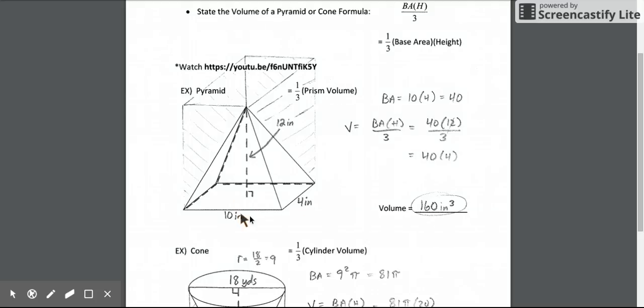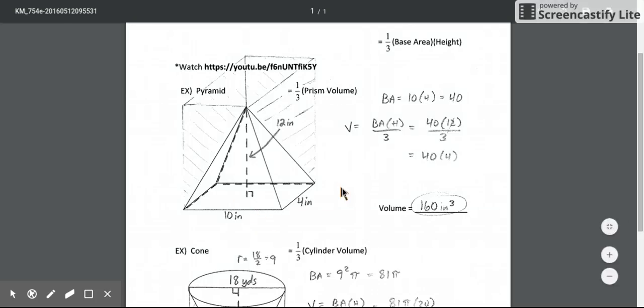So this rectangle is our base. 10 times 4 will give us the area of the base. So 40 is our base area. We're going to multiply that by the height of the pyramid. So 40 times 12, and then we'll divide by 3.